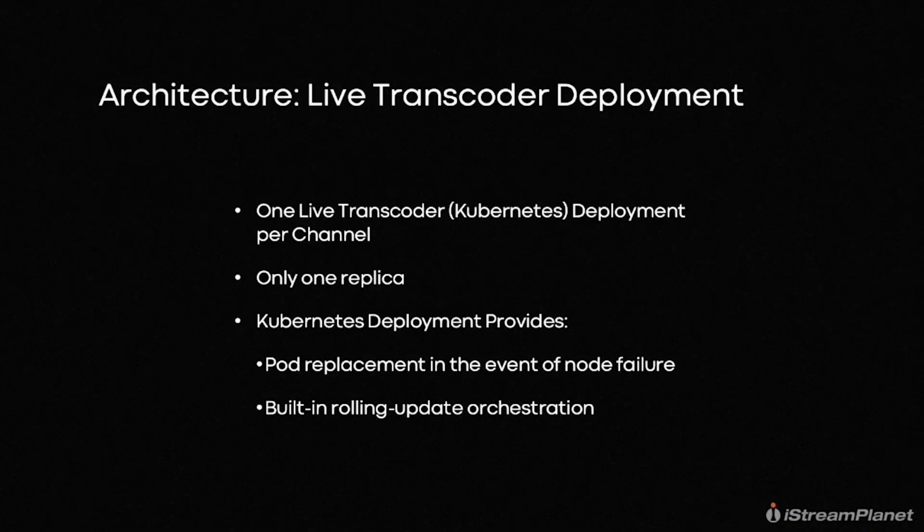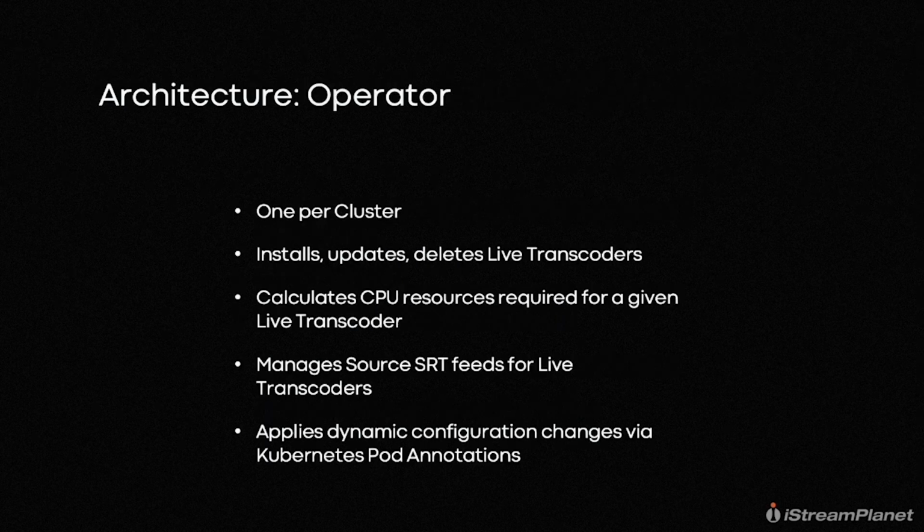Now that we have a pod that can perform live transcoding, let's look at how transcoder pods are deployed and managed. Each channel is assigned a Kubernetes deployment specifying one replica of the live transcoder pod. A Kubernetes deployment is a built-in resource that provides pod replacement in the event of node failure and rolling update orchestration.